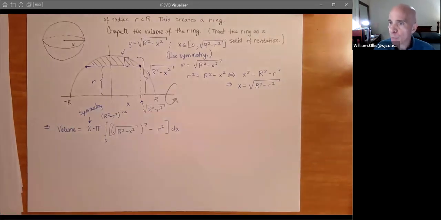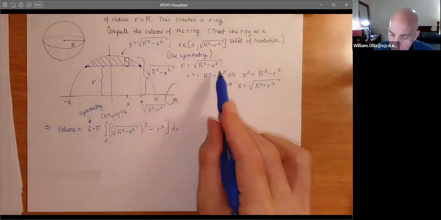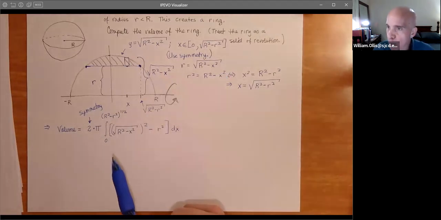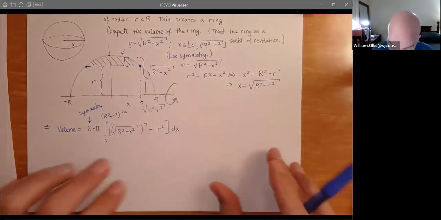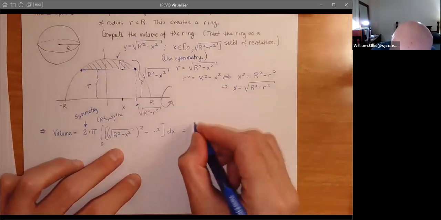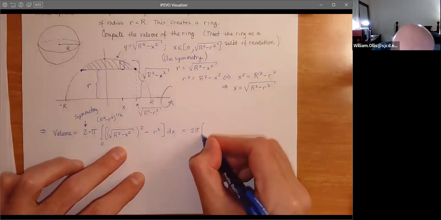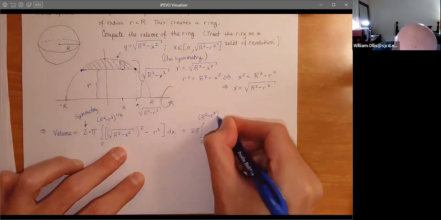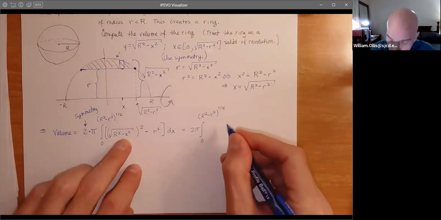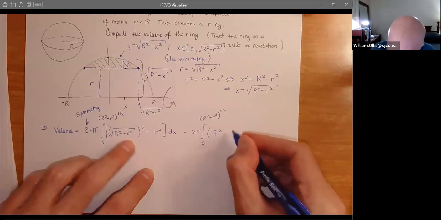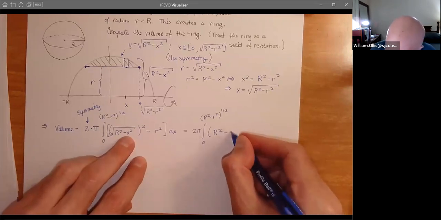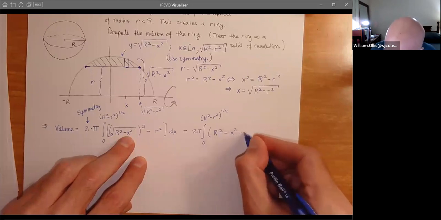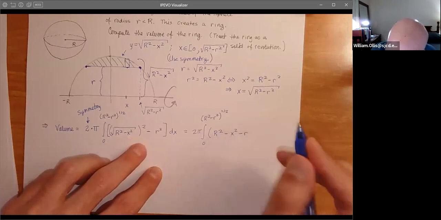Of course, the setup was a little bit more complicated, but you can see that the algebra is very straightforward, and it's doable. So now this gives us 2 pi integral from 0 to the square root of R squared minus little r squared. And then of course the squares and the radicals absorb each other. So this gives us R squared minus... we can change the order as we need. We get this.